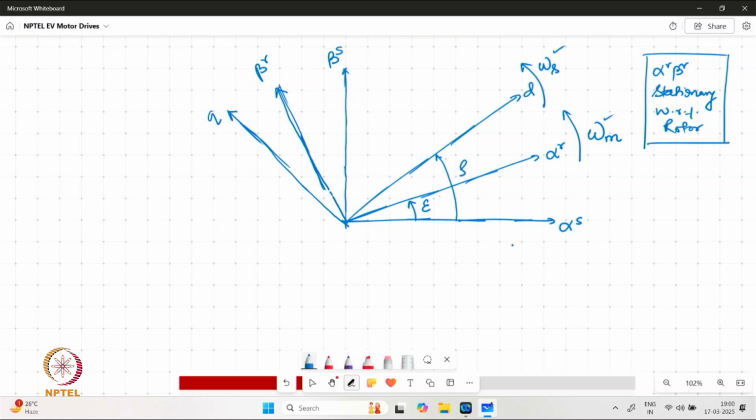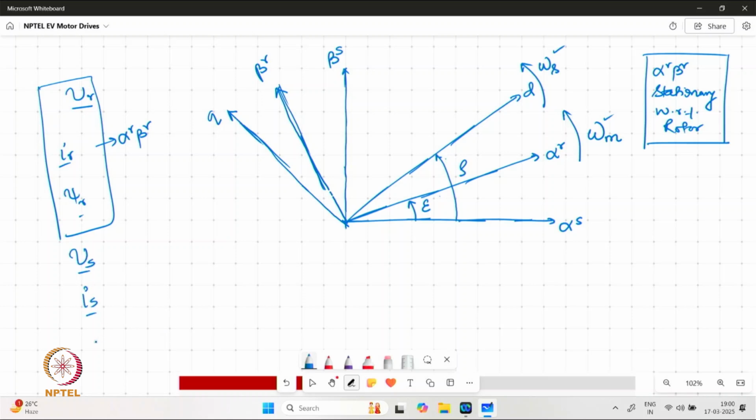So when we are referring to any quantity which is in rotor frame of reference, which means alpha r, beta r, quantities, for example, denoted as Vr, Ir, psi r, these quantities naturally belong to alpha r, beta r. Similarly, we have Vs, Is, psi s, these quantities naturally belong to alpha s, beta s. So Imr is also part of this group only.